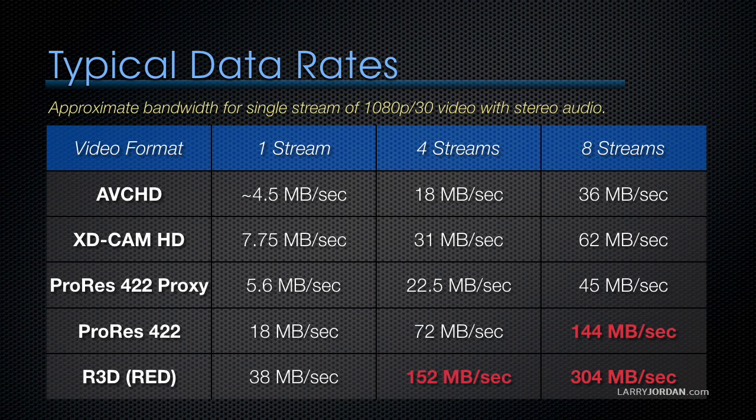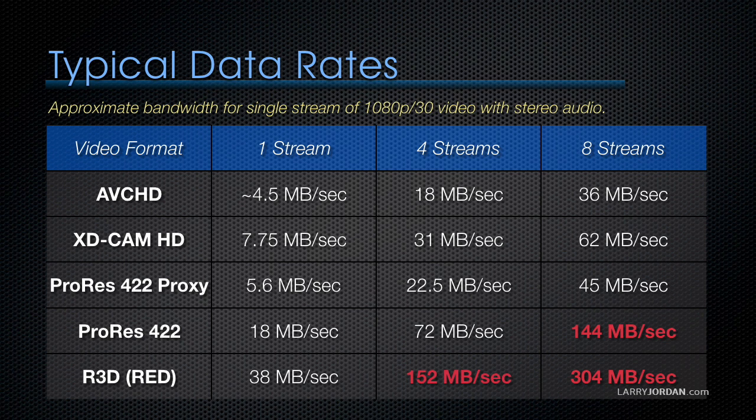But when we're doing multicam work, we're not dealing with one stream or two, or maybe we're dealing with 4 or 6 or 8, and suddenly those numbers become a lot more difficult. AVC HD goes from 4.5 megabytes to 18 to, for 8 streams, 36. ProRes 422 proxy goes from 5.5 to 22.5 to 45. And ProRes 422, 18 to 72 to 144.